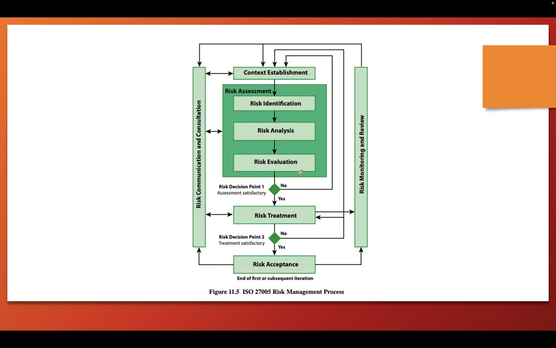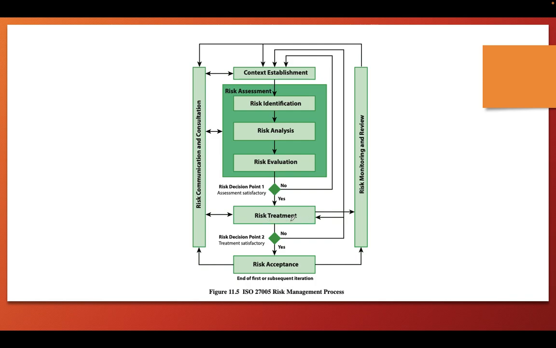Then you carry out your risk evaluation. Now you evaluate these various risks and see whether it's worth it to invest a lot of money of the organization. At the risk decision point, if everything is okay, then you move on to the next one, which is called the risk treatment. If no, you go back to the context establishment again and carry out your risk identification, risk analysis, and then risk evaluation. It's like a flow chart. If no, you go back again to carry out all these three processes. If yes, then we move to risk treatment.